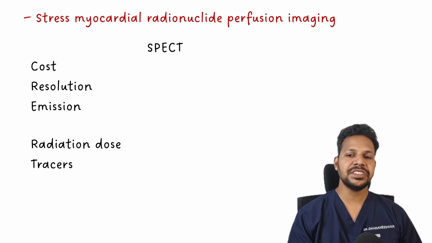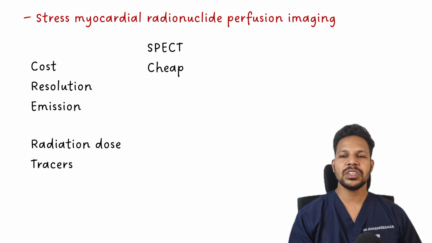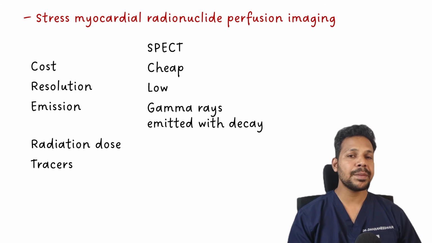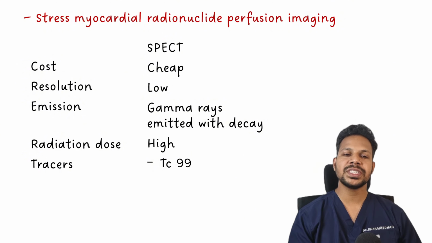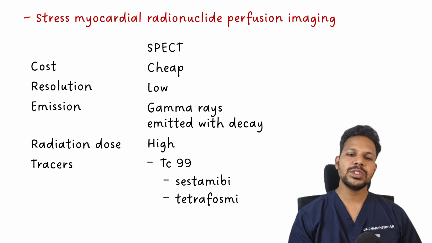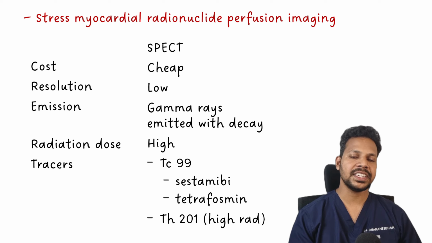The SPECT scan is cheaper and the resolution is also low. The gamma rays are emitted with the decay and radiation dose is high. The tracers that are commonly used here are technetium 99, tetrofosmin, or sestamibi. You can also use thallium 201, which has the high radiation.